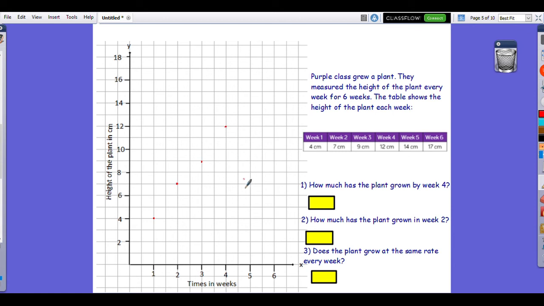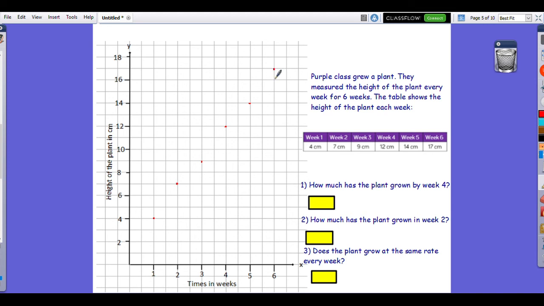Week 5, the plant was at 14 centimetres, so here's week 5. Let's follow week 5 up until I can see on the left hand side 14 is right there. And finally week 6, it had grown to 17 centimetres, so I need to make sure I stay on this line for week 6. Here's 16, here's 17 now.